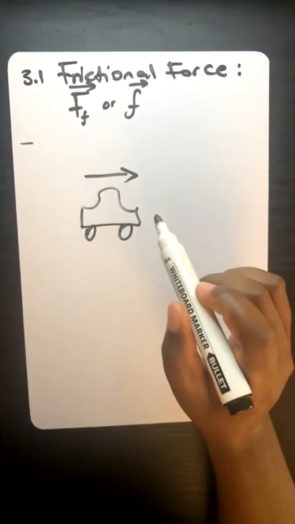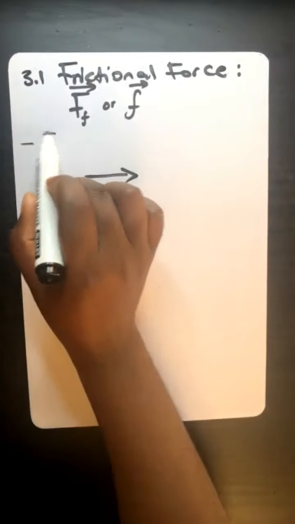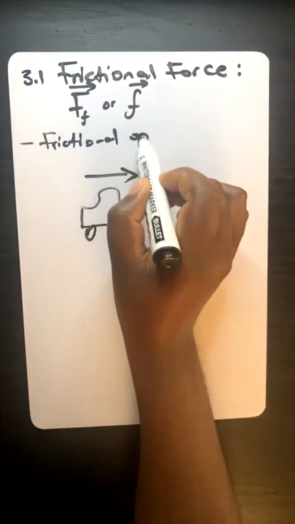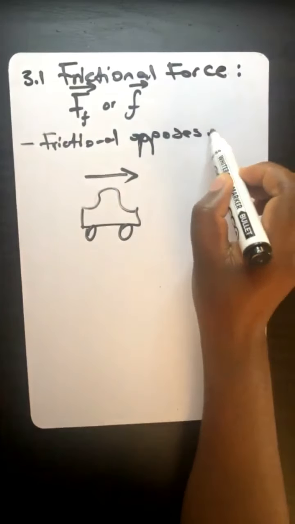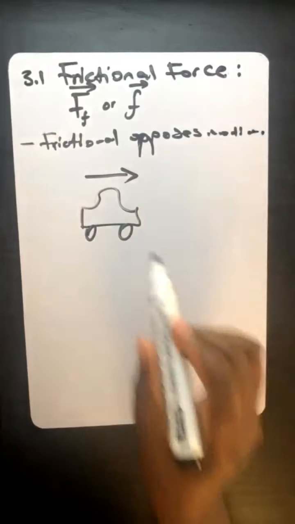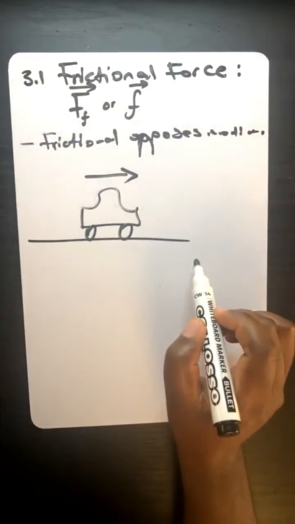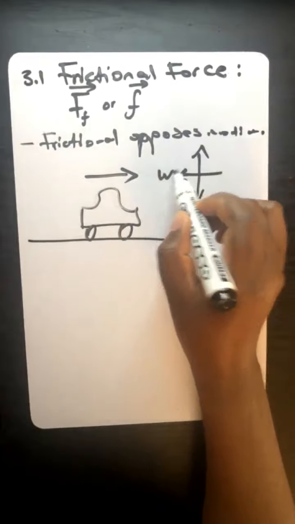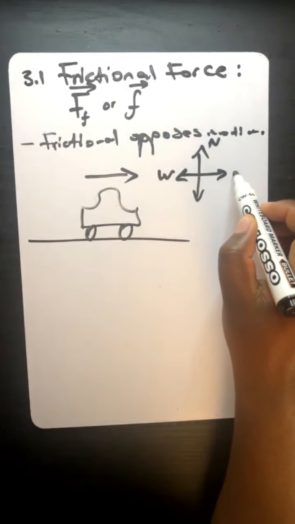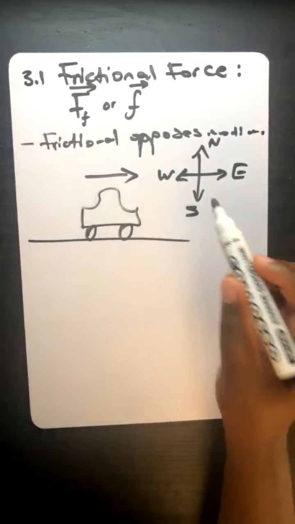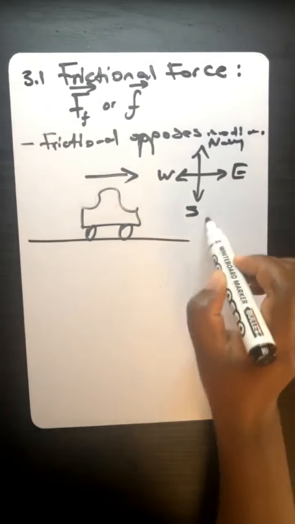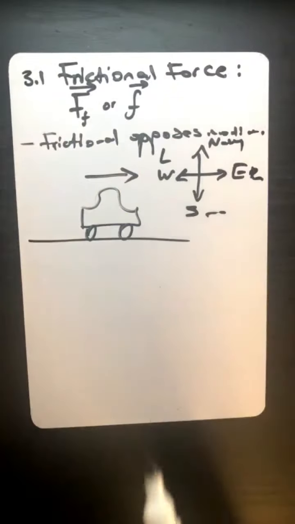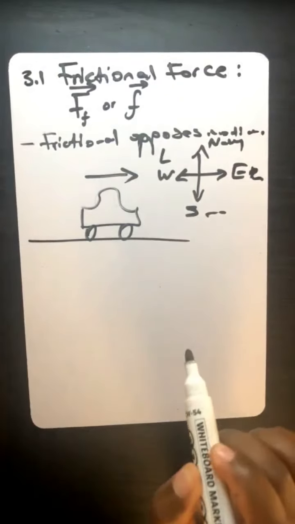So, ladies and gentlemen, this is what I was saying. Frictional force opposes motion. Let me just write it down so that it makes sense. Frictional force opposes motion. So this is your dream car, guys. It's in motion in that direction. In which direction? So we have west, we have north, we have east, we have south. Obviously, this is up, this is down, this is to the right, this is to the left. So frictional force always opposes motion.